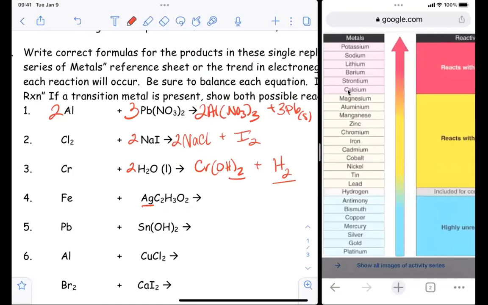Iron is a transition metal. It has more than one charge. It is totally up to you which of those charges you use. The possible charges are 2 or 3. I'm going to pick 2. And then we have acetate, which is -1.